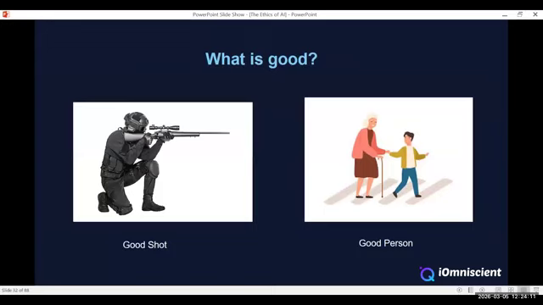And even the definition of what is good or evil, what is good? The guy on the left is a good shot. The person on the right is a good person. So we've used good in different ways, right? So what in fact is good?